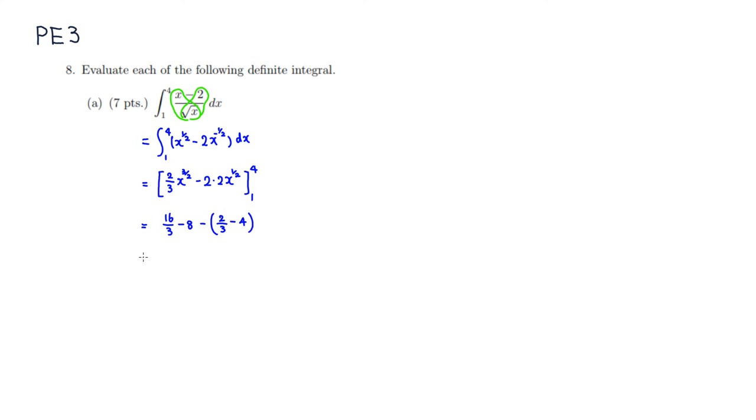So this is going to be equal to 16 over 3 minus 2 over 3, which is 14 over 3. Then we have negative 8 plus 4, so minus 4. Minus 4 is equivalent to 12 over 3. So this is going to be 2/3. So that's the value of the definite integral.